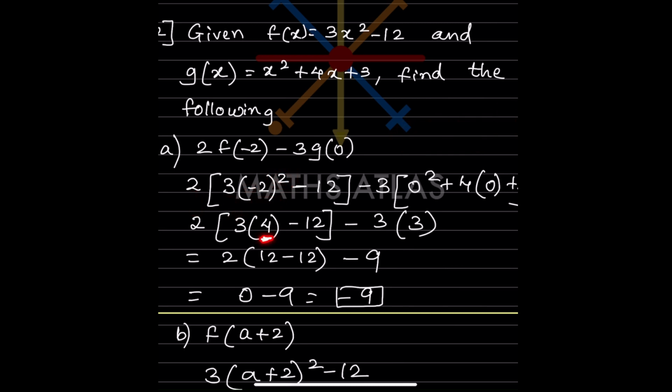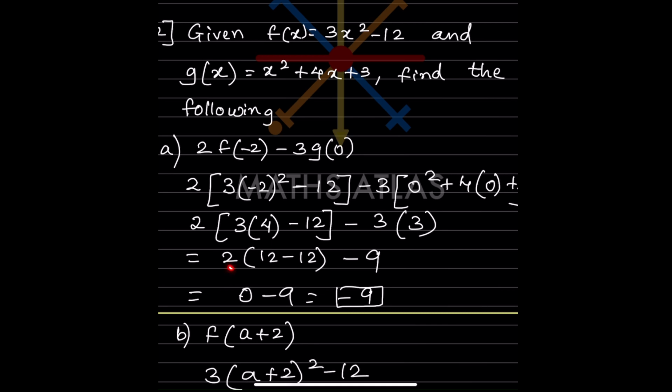So this is going to be 4 minus 12. This minus 3 as it is. This 0, 4 into 0 is 0. And what remains only here is 3. So 3 into this 3. So this 2 you will keep as it is. This will be 12, 12 minus 12. And then this will be minus 9.